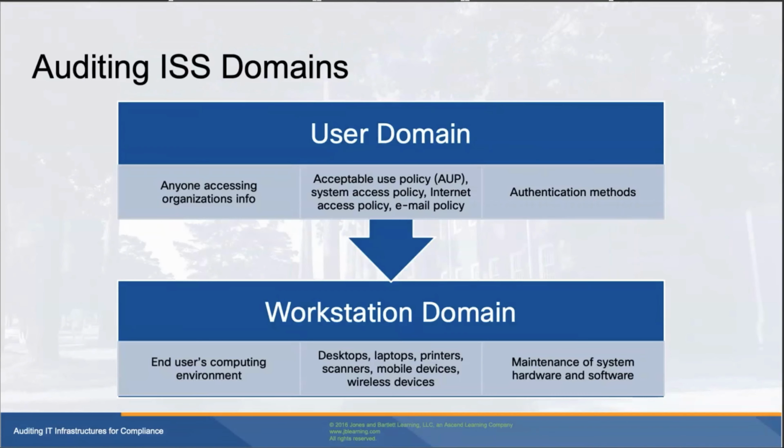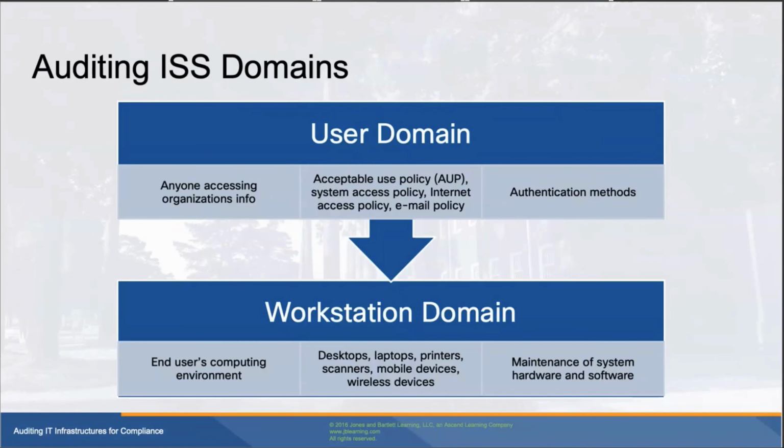Here's a breakout of examples of all these domains. So inside that user domain, we have anyone accessing the organization's info. The policies we're going to have in place are going to be acceptable usage policy, the internet access policy, and the email policy. And some of the controls we're going to use are authentication methods.